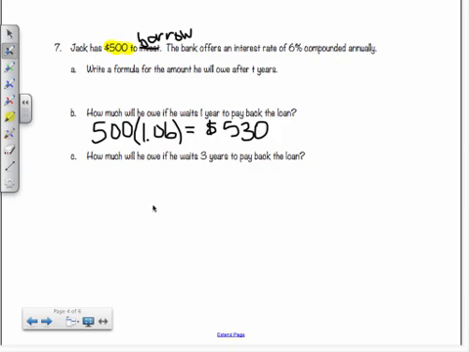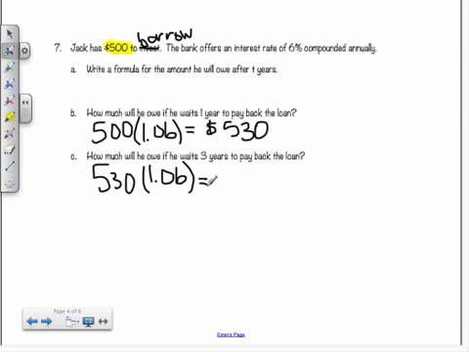And then question C says, how much will he owe if he has to wait 3 years to pay back the loan? So I would take the $530 and I would multiply that by 1.06 again. This is going to tell me how much I would have to pay after 2 years. All right. And then I would take that answer and multiply it by 1.06 as well.